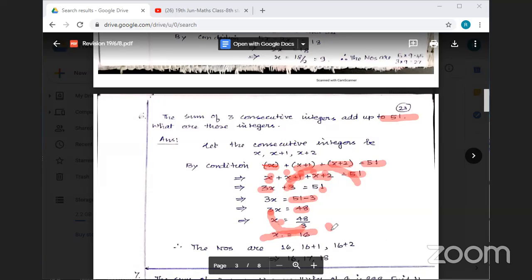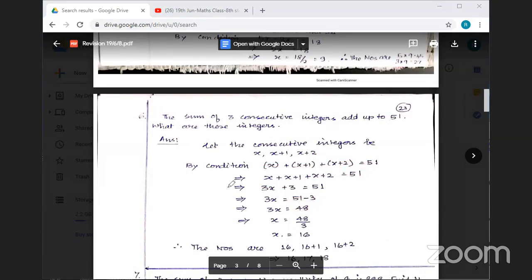The answer is not 16. You have to substitute here. One number is 16. What is the next number? 16 plus 1, 17. Next number? 18. Are you getting now? Yes, sir. Therefore, the numbers are 16, 17 and 18. Any doubt? No doubt, sir.